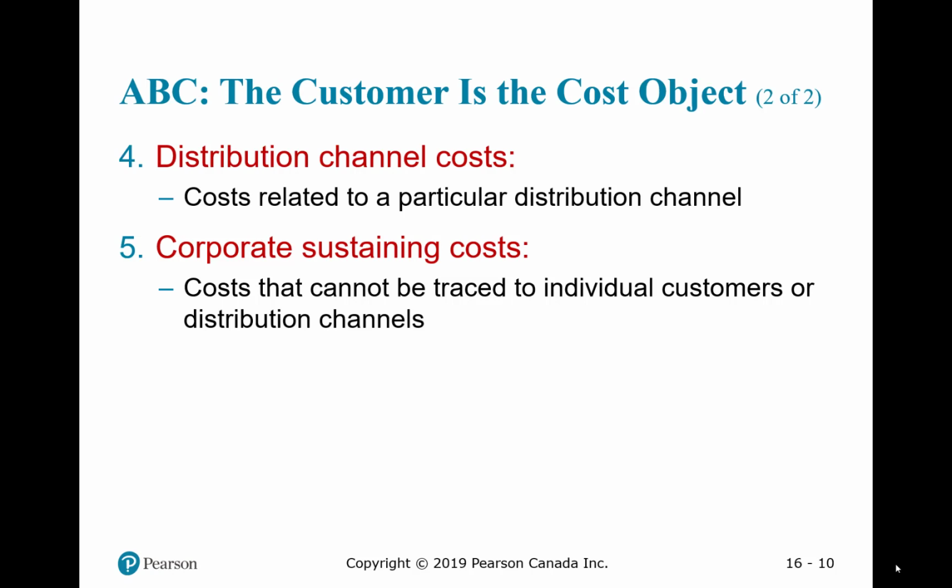We've then got distribution channel costs, and those are costs related to a particular distribution channel. An example of that might be brick and mortar versus online. A brick and mortar, like an in-store, might have a manager who manages that particular retail division, and their salary would be associated with that particular distribution channel. Corporate sustaining costs are costs that cannot be traced to individual customers or distribution channels.